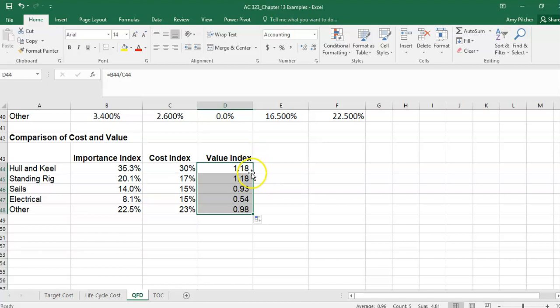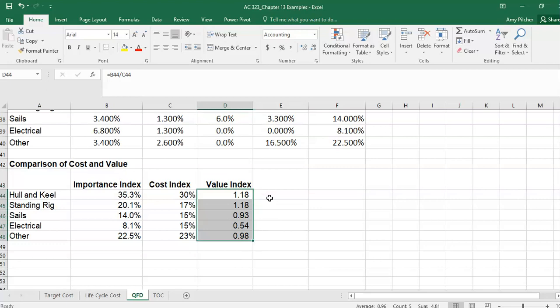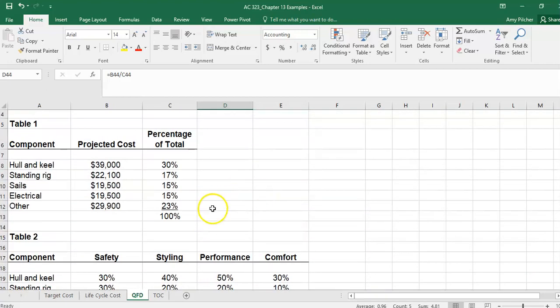We then look at that the hull and keel and the standing rig are given the most value, and the electrical is given the least value in what customers term for things of value that they're willing to pay for. We would go back to our original cost, and then when we're doing our value engineering, we know that we need to spend more money on the standing rig, given the importance to customers, and less money on the electrical. So that gives us a ranking for where we can start looking to cut expenses.